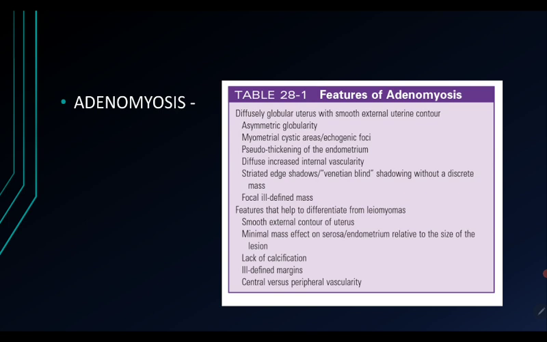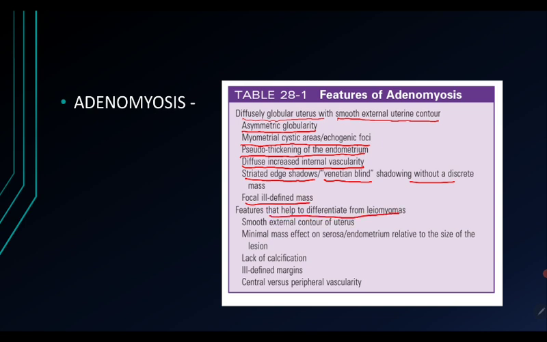Another thing you can see in ultrasound is adenomyosis. The features of adenomyosis in ultrasound: a diffusely globular uterus with smooth external uterine contour and asymmetric globularity, myometrial cystic areas, and echogenic foci. There is pseudo-widening of the endometrium, diffuse increased internal vascularity, and striated edge shadowing or Venetian blind appearance, without a discrete mass, but a focal ill-defined mass.